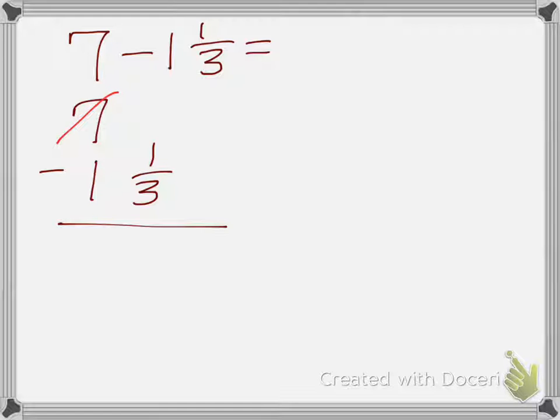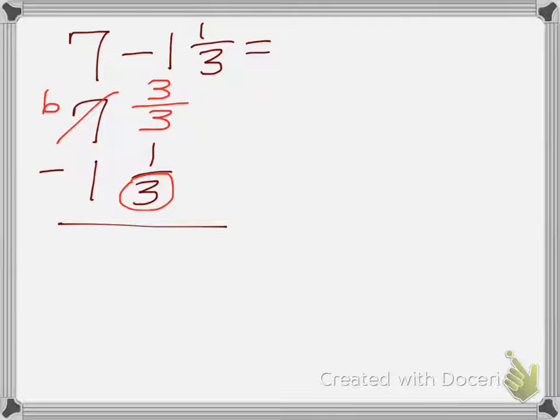So if I borrow 1, the 7 will become 6. And now I'm in thirds, so I want to actually put my 1 in thirds so I keep a common denominator. And that's 3 over 3. So this problem is now 6 and 3 over 3 minus 1 and 1/3. When you do that, you borrowed 1, you made it 3 over 3 because you're in thirds. Everything is good. You can subtract now because you have a common denominator.